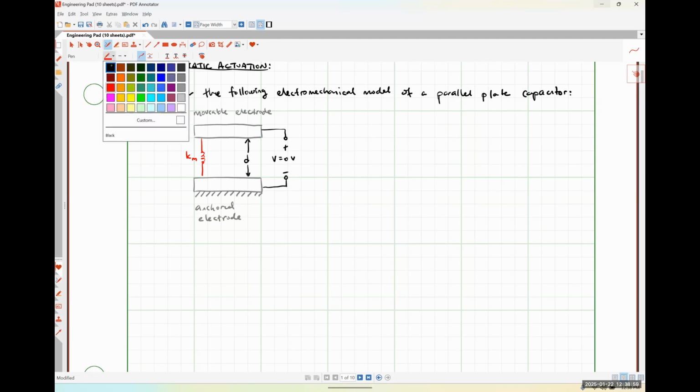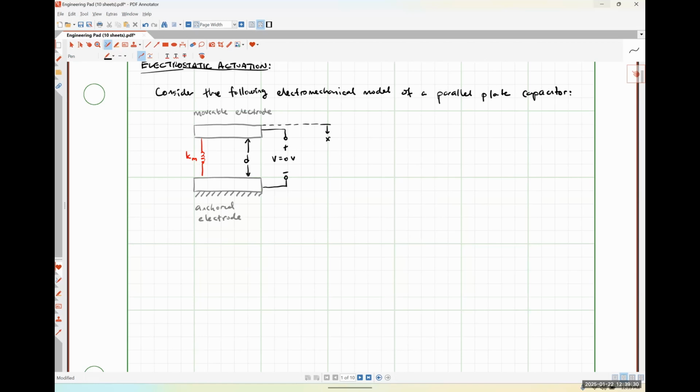And I'm going to put a dashed line over here, that this is my increasing X direction. So I'm referencing that from the top of the plate. It doesn't really matter where I reference it from, but effectively, if the movable electrode moves towards the anchored electrode, I'm considering that to be a movement in the positive X direction.